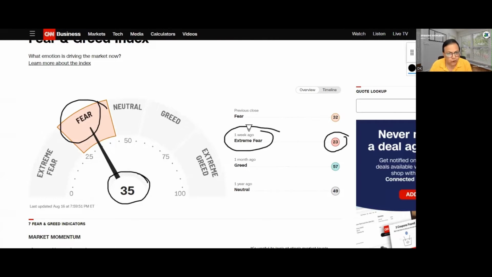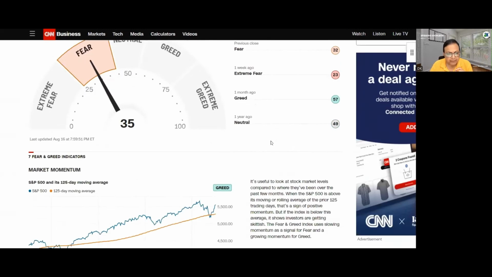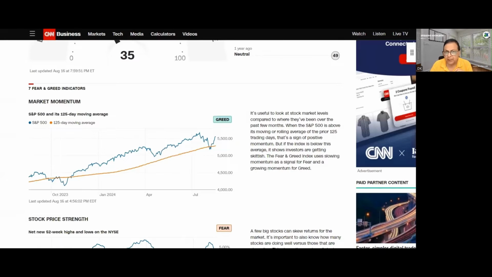So it is a kind of oscillator which oscillates from extreme fear to extreme greed zone. So it's a positive sign that the market sentiments have improved over the last week. If we check the market momentum, the S&P 500 dipped below the simple moving average 125 period, and now it has bounced back. So this particular indicator is indicating that the market is in a greed zone.